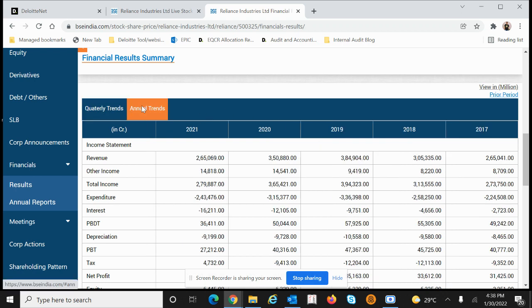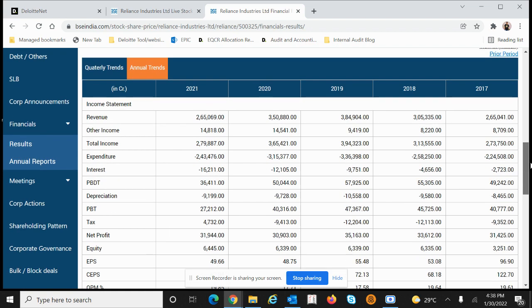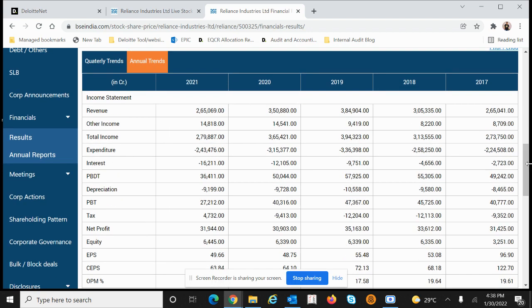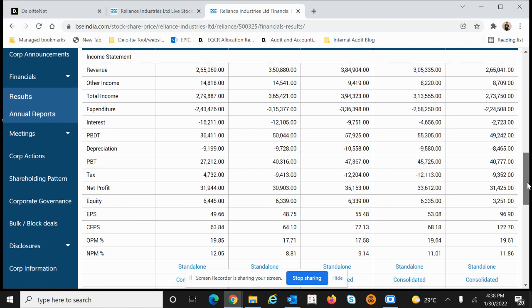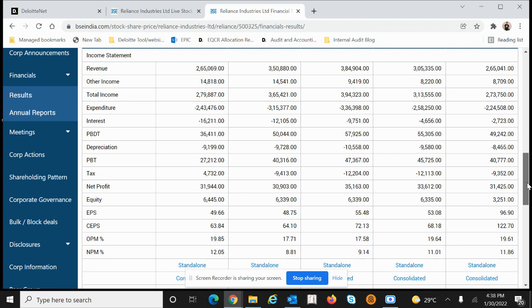Now if you want to view the result on an annual basis, you just click on the annual trend: 21, 20, 19, 18, 17. In this way you can see the result of the last 5 years. That means the past performance, revenue, other income. This is in summary form: revenue, other income, total income, what is the total expenditure, what are the interest costs, what is the PBDT.